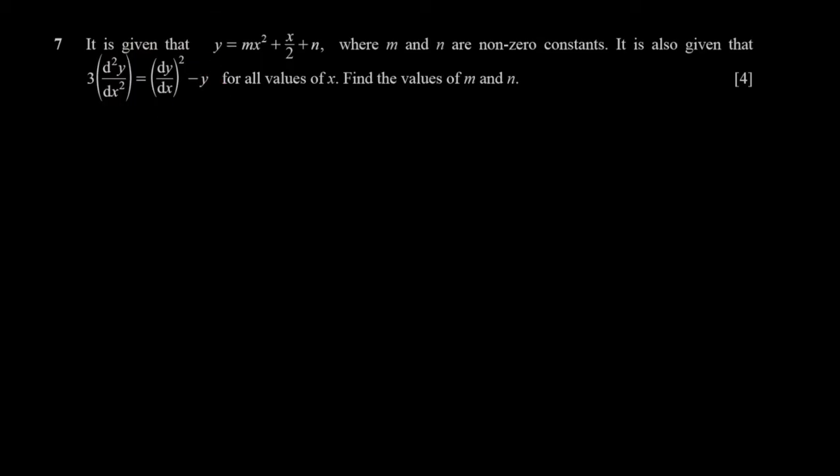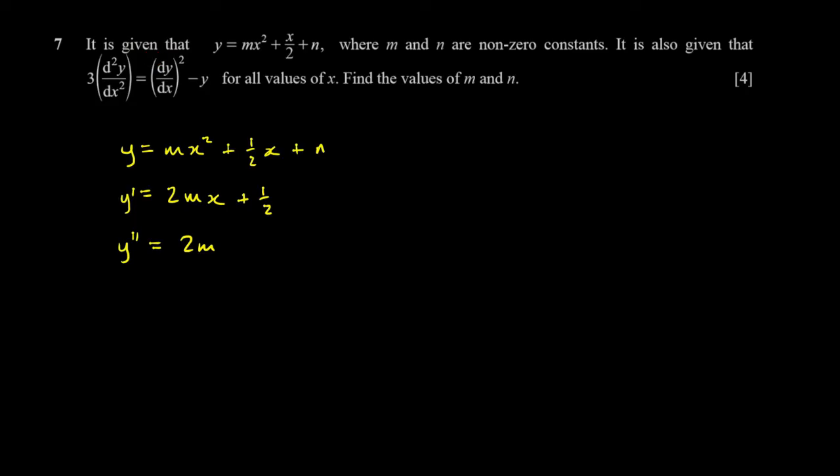So let's write that out. So y is equal to mx squared plus a half x plus n. So the first derivative, if I differentiate mx squared, I'll get 2mx. And if I differentiate a half x, I get a half. And then for the second derivative, if I differentiate, I will get 2m.